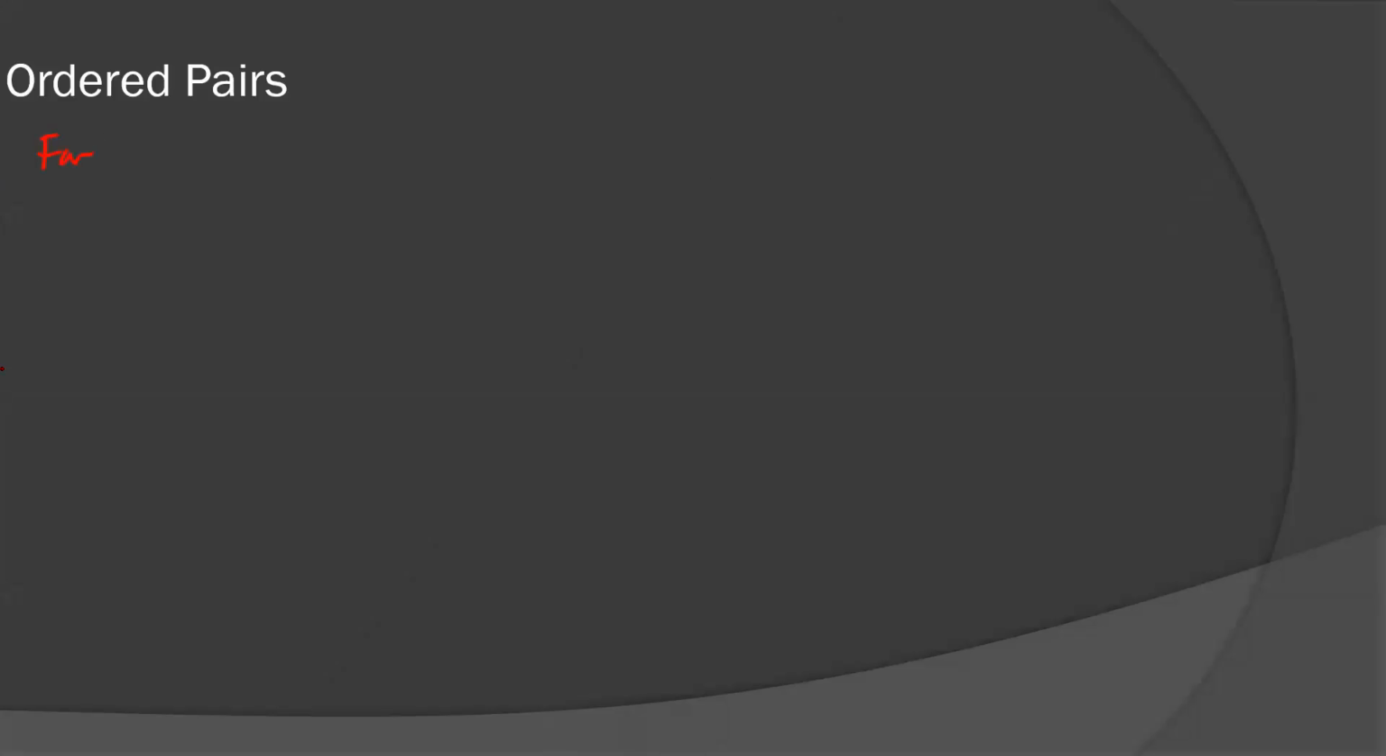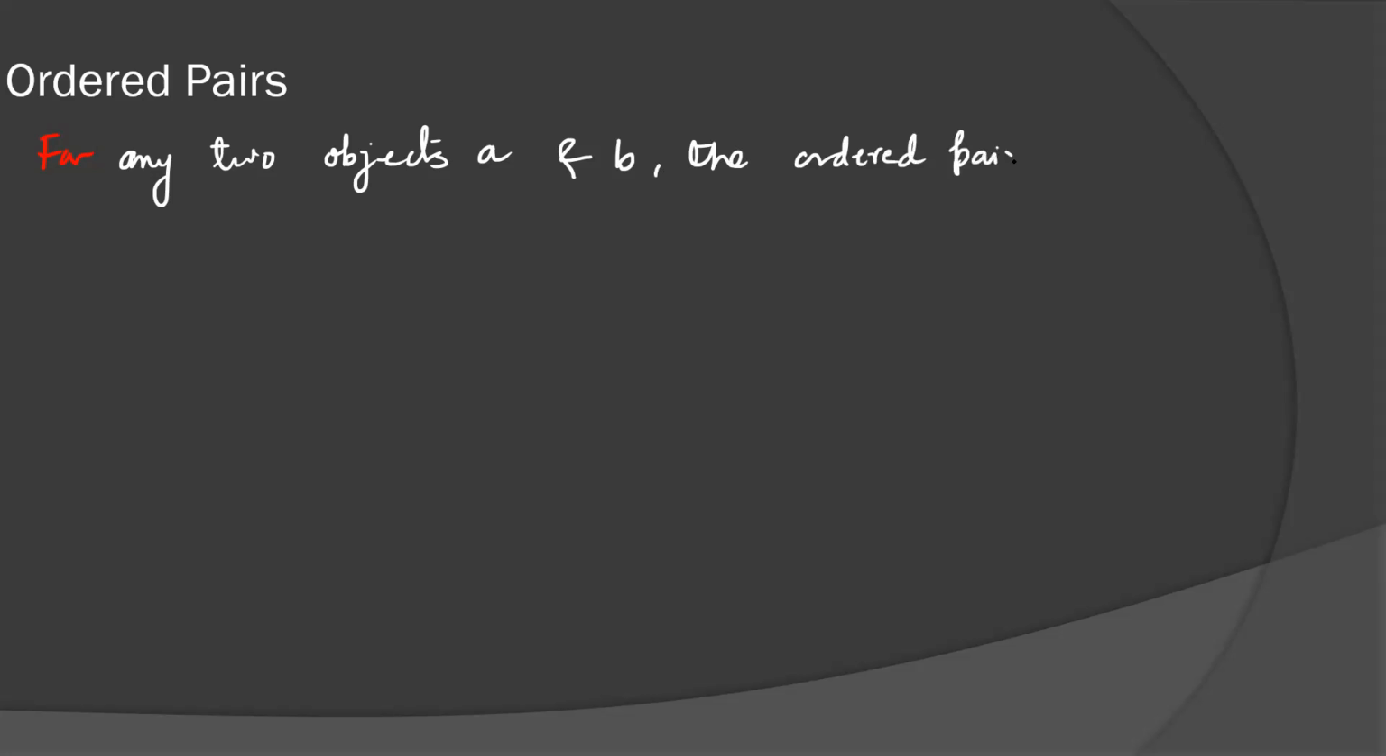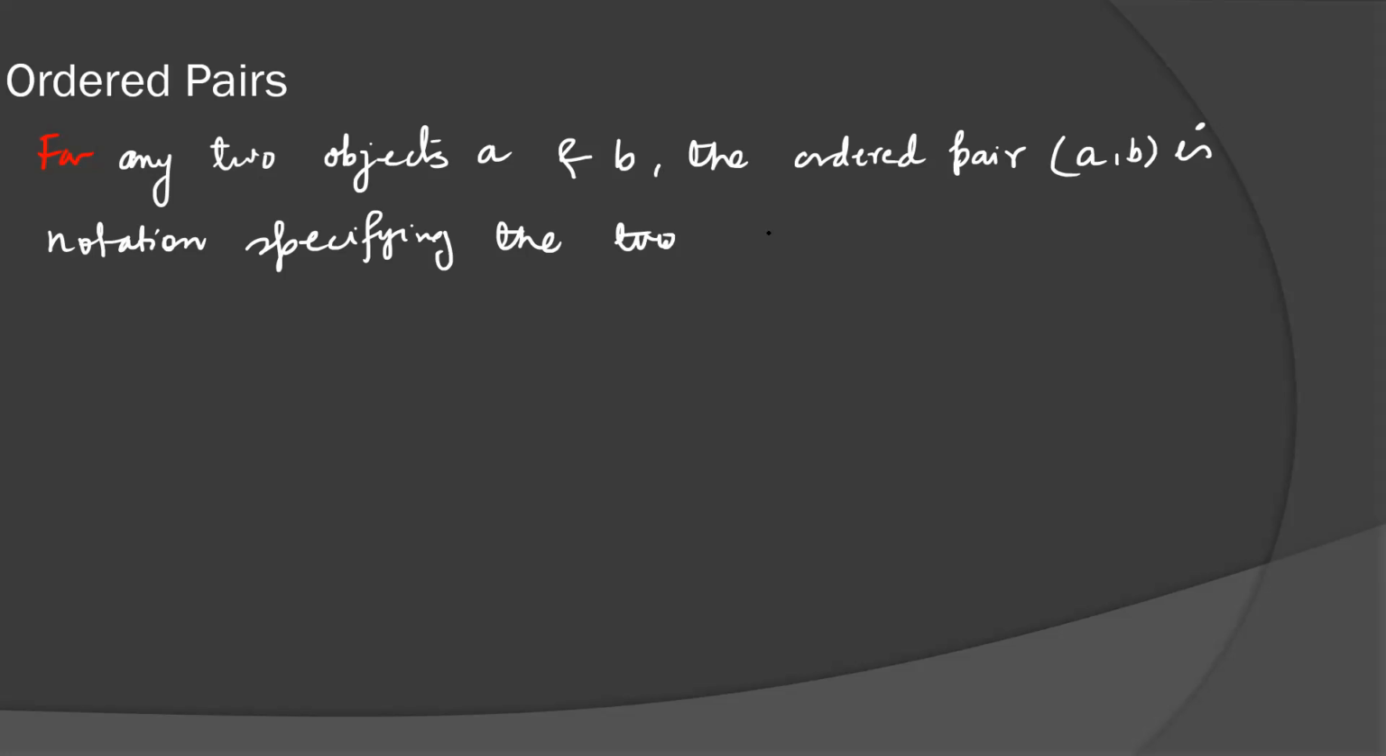For any two objects A and B, the ordered pair A comma B is a notation specifying the two objects A and B in that order. Means order is very important here.